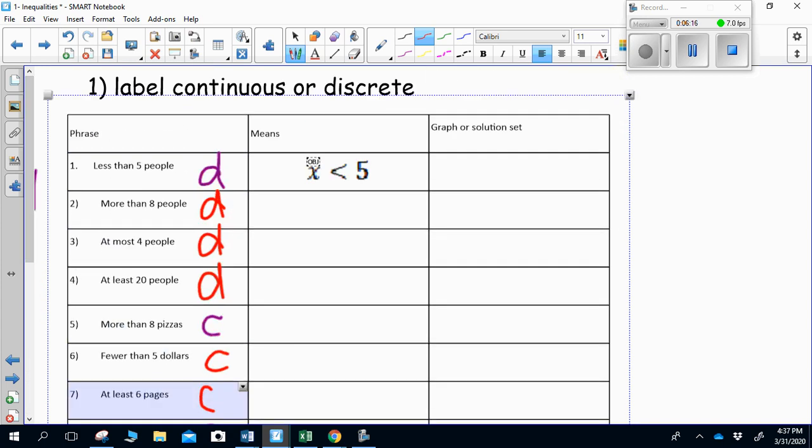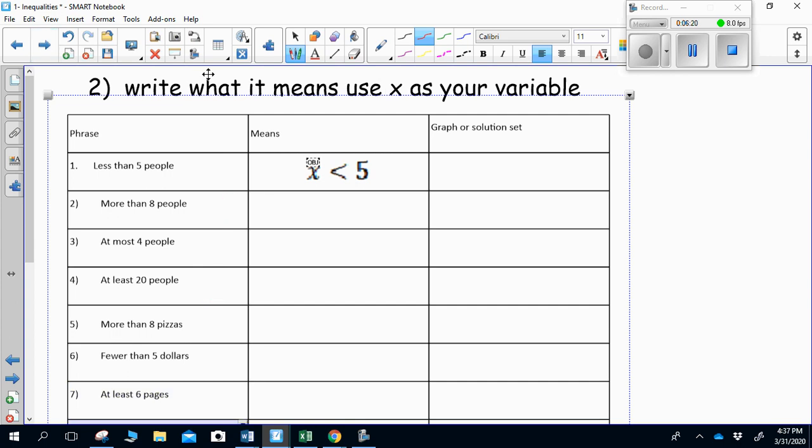So the next thing you're going to do is, same chart, you're going to write what it means. And you're going to use X as your variable. So you're going to say more than 8 people. So more than, so we're going to say X is greater than 8. We're going to always start with our X here, and we'll talk about that in a little bit. And then it says at most 4 people.